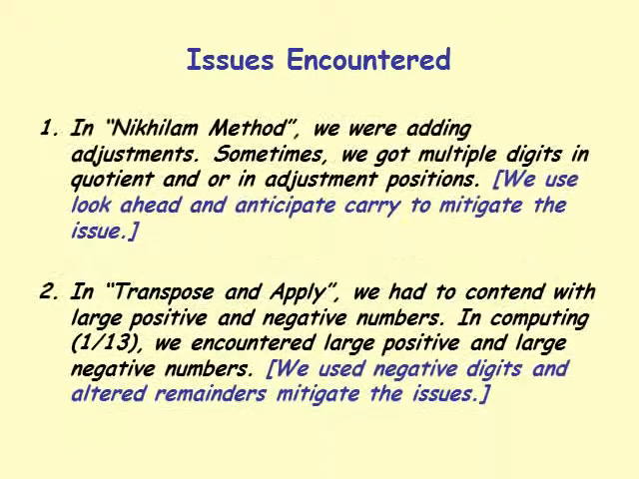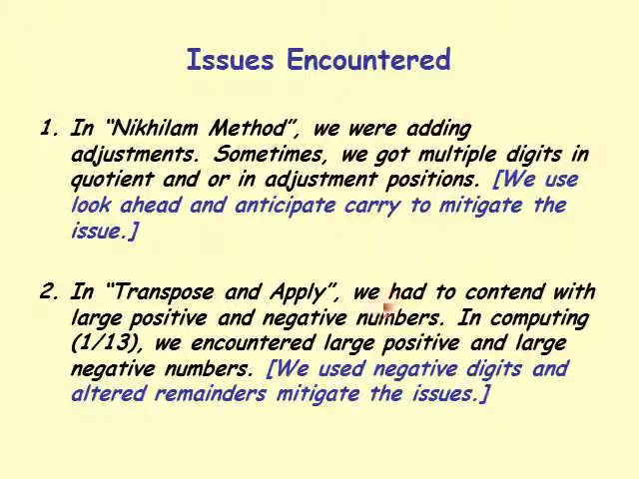Let's recap the issues we had. In the Nikhilam method, we were adding adjustments. Sometimes we got multiple digits in the quotient or in adjustment positions. And how do we work around those issues? We usually look ahead and anticipate a carry to mitigate the issue. The look ahead mechanism is the one we used to mitigate the issue of multiple digits in a quotient position or in adjustment positions.